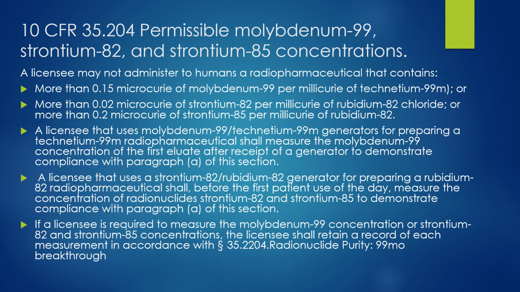A licensee that uses molybdenum technetium generators must test this concentration of the first eluate after receipt of the generator. And then a licensee that uses the strontium rubidium generators shall test it before the first patient use of the day, measure the concentration of the radionuclides, and we've talked about the Bracco cart before and the JDI cart and how you do that QC on those rubidium generators. So those carts are kind of fail-safe, but they make you do it a certain way. And then if a licensee is required to measure the molybdenum concentration or the strontium, the licensee shall retain a record. So those records have to be kept for 3 years as well.